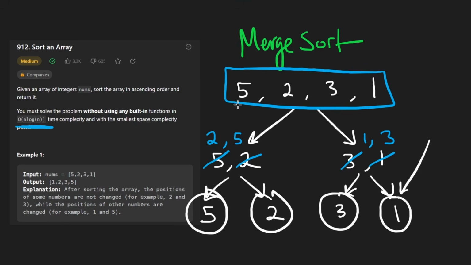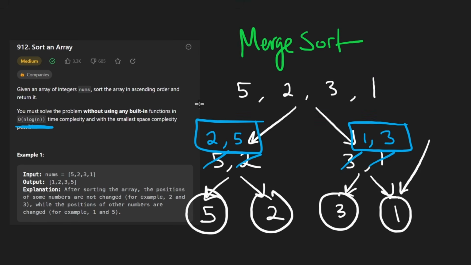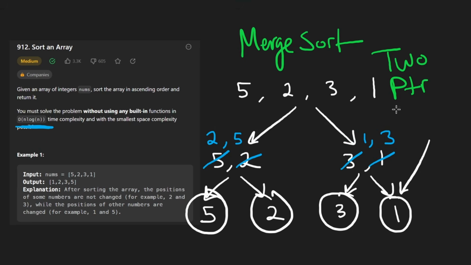But now, to actually merge these two, it's going to be a bit more interesting because it's not just one value each. We're going to use a two-pointer technique. So we're going to have one pointer at the beginning of this array and one pointer at the beginning of this array and a third pointer actually at the beginning of this array. So here is where we're going to decide which value to put. And of course, we want to put the smaller value.